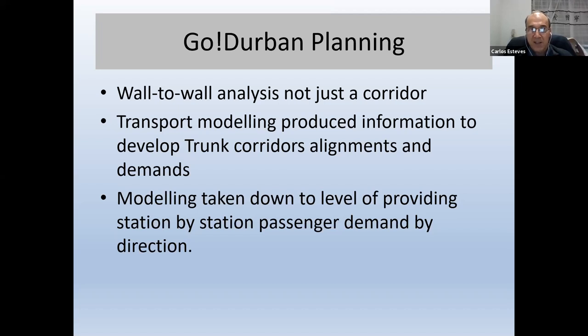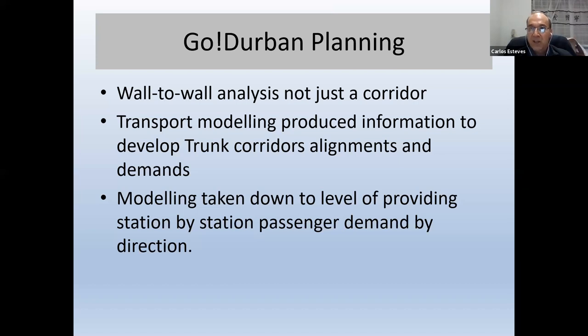It looked at the entire city, the transport model for the entire city, and the transport modeling guys did a lot of background work using the quality of life surveys, traffic and transport surveys, and different surveys across the city. They were able to develop a transport model, which helped them define where the trunk corridor alignments would be and what would be typical passenger demands on those trunk corridors.